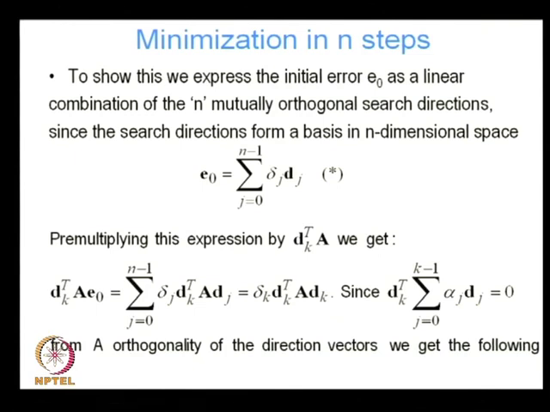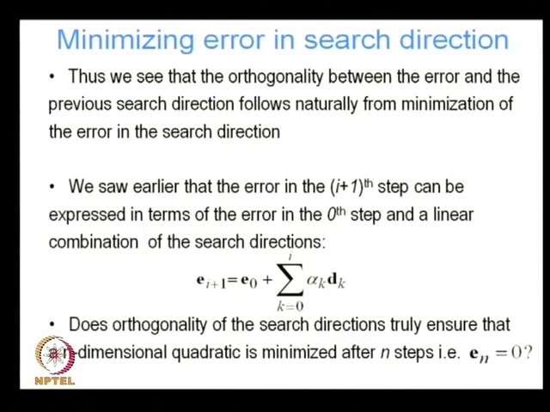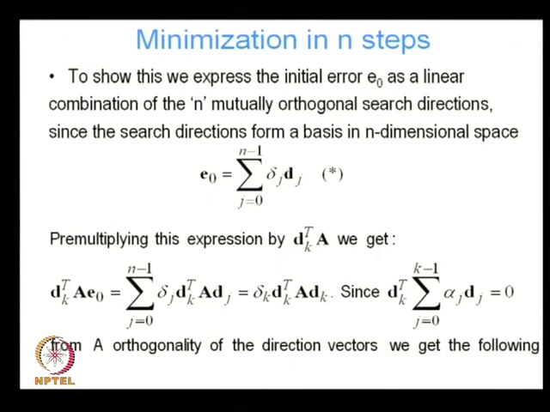So, to show this, we express the initial error E0 as a linear combination of my search directions. Why can I do that? I have already shown that E_{i+1} is equal to E0 plus the sum over k of alpha k dk. But now I am saying that my initial error I can express as a linear combination of my n search directions. Why is that?